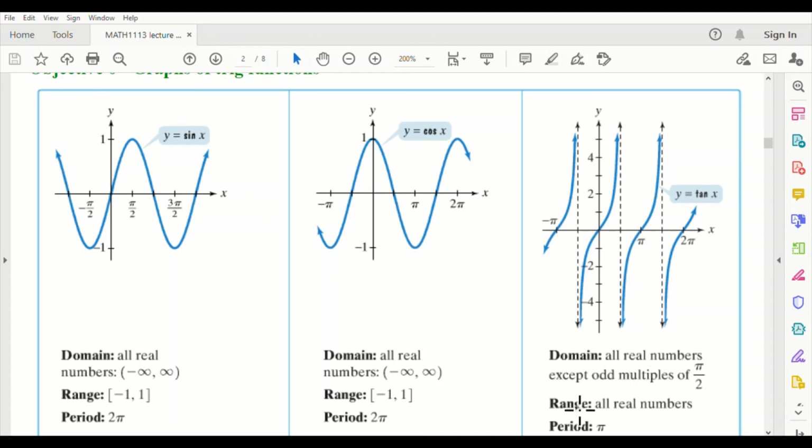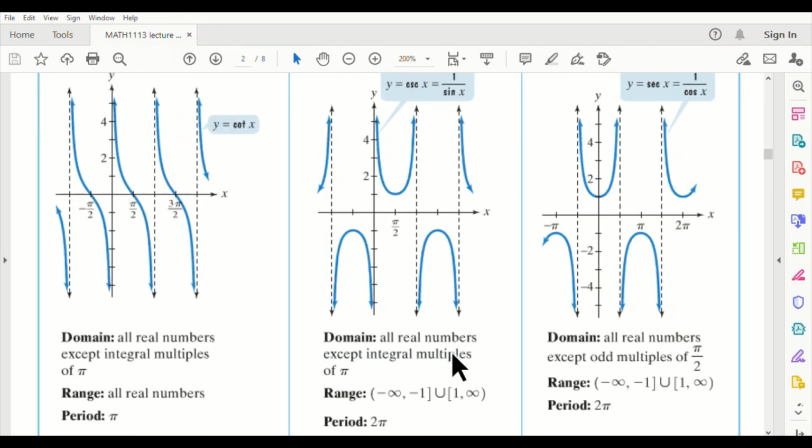The range is going to be all real numbers, meaning that any number is possible for an output when you're looking at tangent. Its period is the length it takes it to complete one full cycle. So if you go from -pi over 2 to pi over 2, that is a full period, and it has a length of pi. Okay.